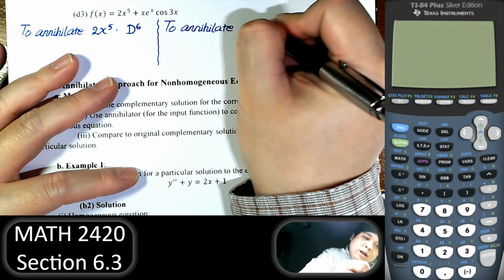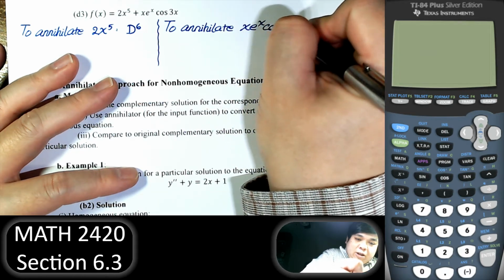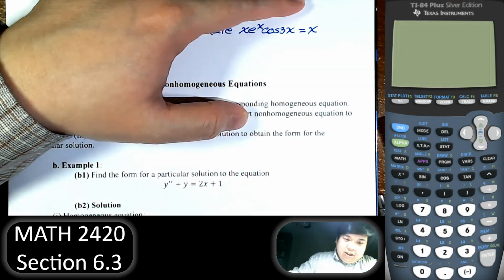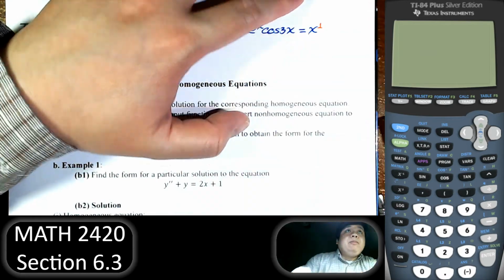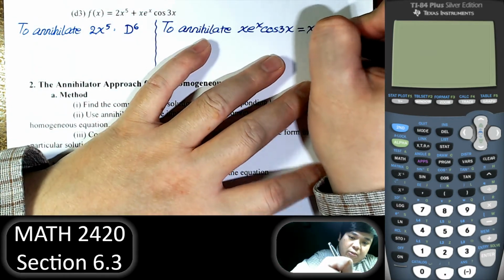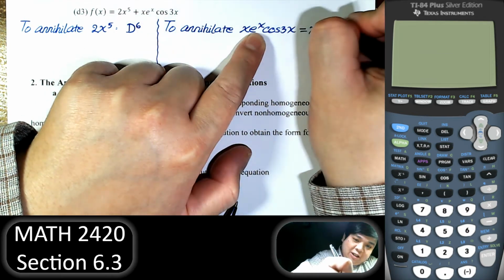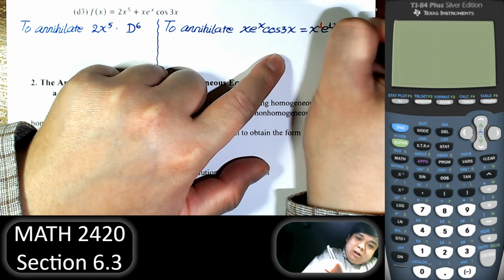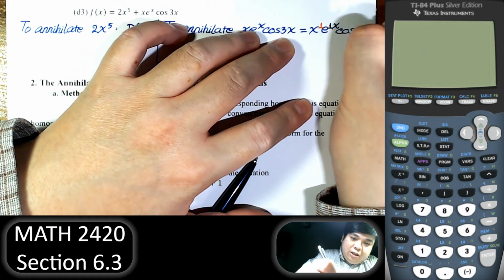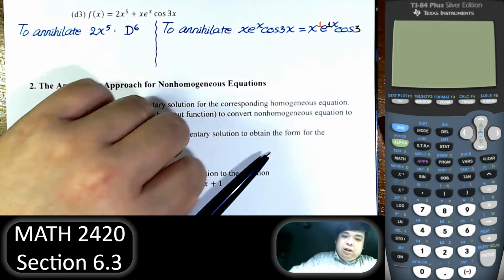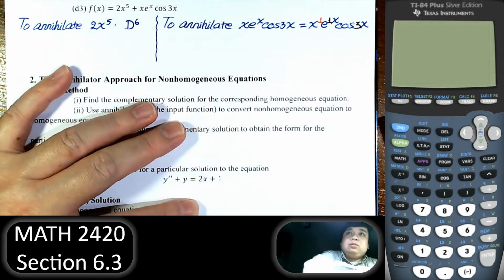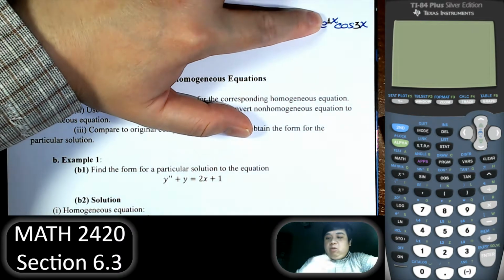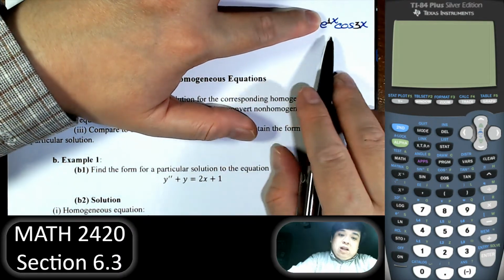Now for this one, x e to the x cosine 3x. Let's put some numbers so it's easy to see. First I have x to the first power. Then e to the, now this will be 1x, so alpha is 1. And cosine 3x. Now, ignore the x to the 1 for a moment. That will give us a square later. But alpha is 1, beta is 3.